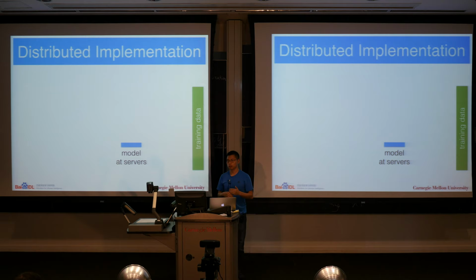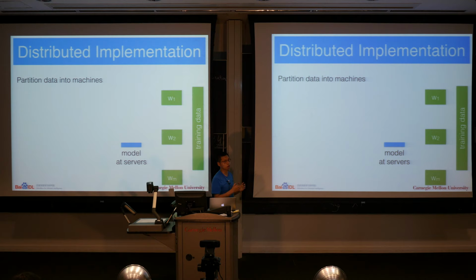Let me give an example here. First of all, your data is stored somewhere, for example, on a distributed file system. And you have some model. If the model is not so large, you can just store it on a single machine. The first step is that you partition the data across a lot of machines. Each machine gets one row segment. This is machine 1, 2, and M. Next, each machine gets the model from the server, so you get the local model from the server. Now you can start computing.